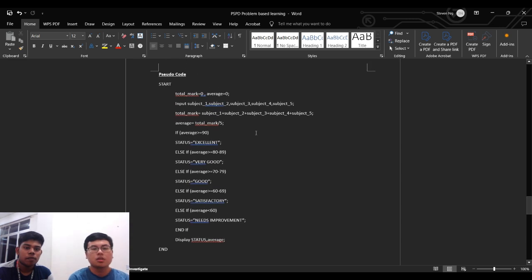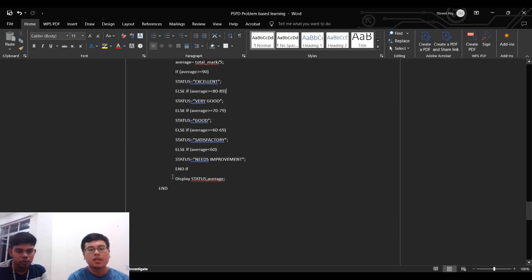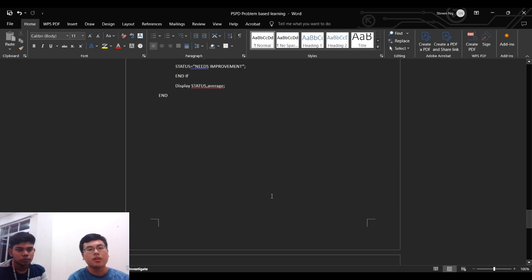So this is the pseudocode. Start, total marks becomes zero. Input all the marks here. Calculate average. If status. And lastly, display status and average. And that's all for the pseudocode.